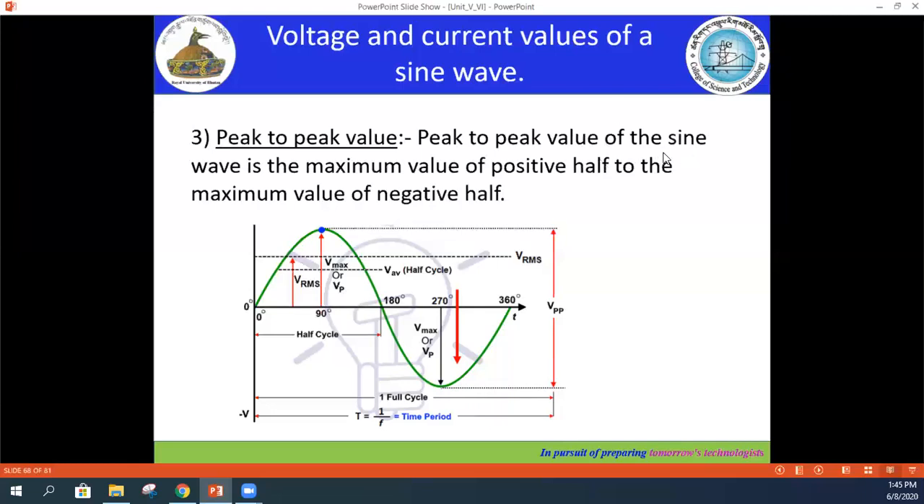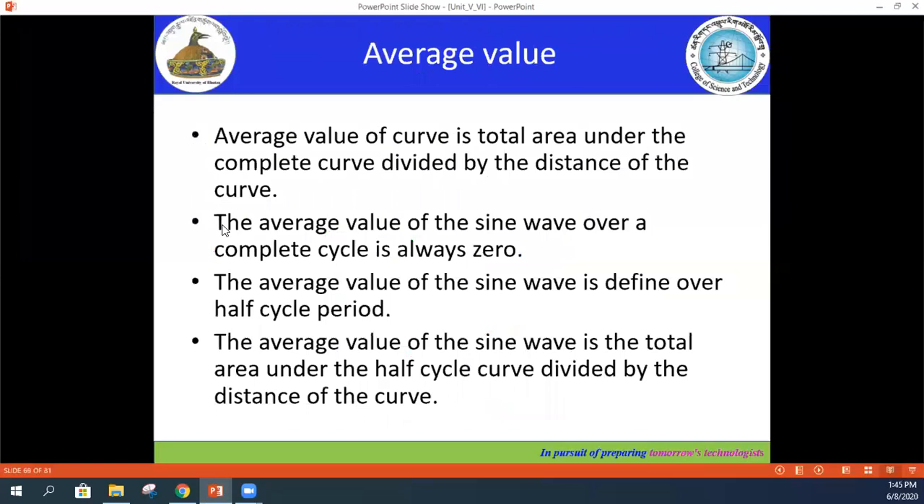The peak to peak value of the sine wave is the maximum value of the positive half to the maximum value of the negative half, which means we are measuring from the positive half to the negative half. And it's given by 2 times the V peak. And then another terminology that we have with the AC signal is the average value. The average value of the curve is the total area under the complete curve divided by the distance of the curve.